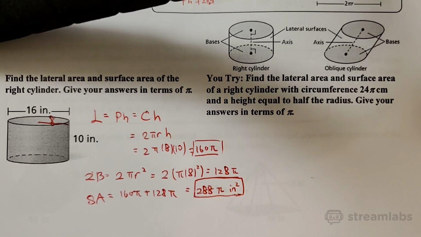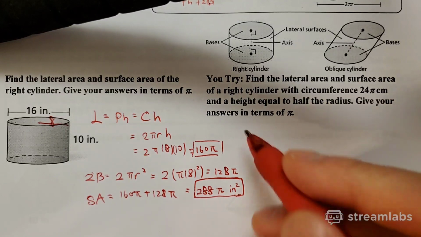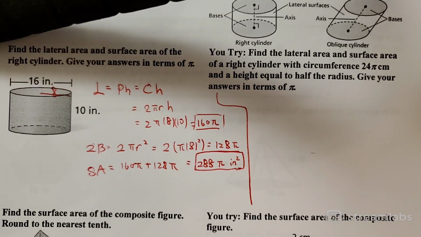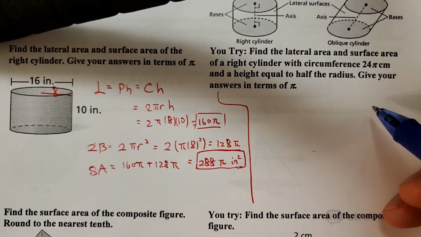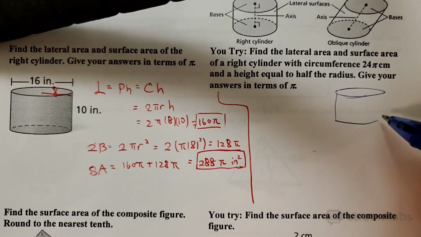You're right, parent. SA is not 288 though. The two bases are 288, but for SA you have to add them together. SA stands for surface area. So these two numbers are correct, but for the actual surface area, you have to add them up.